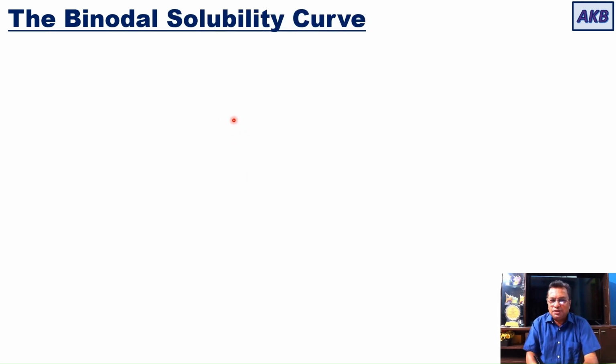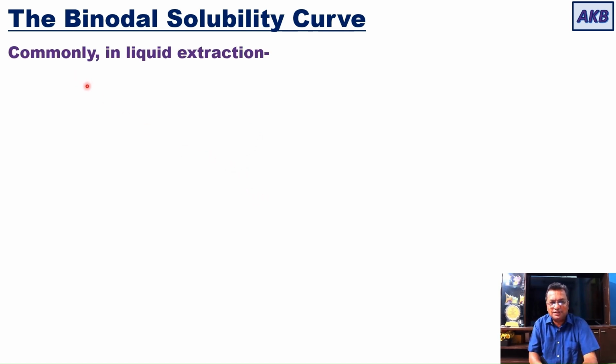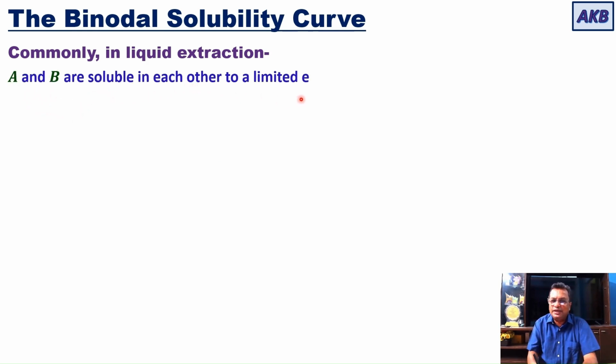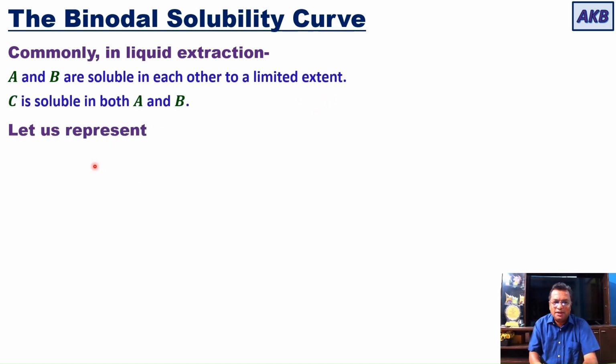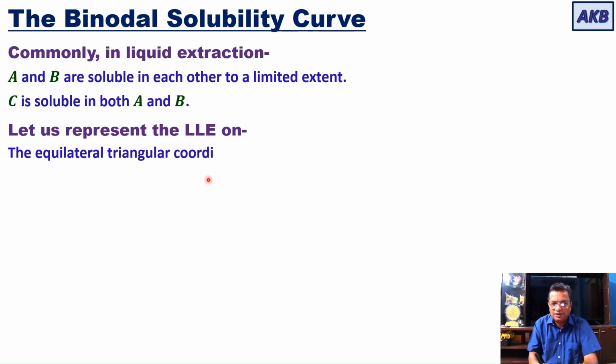Now let us know about the binodal solubility curve. Let us understand what the binodal solubility curve is. Again, we will consider the common case: A and B are soluble in each other to a limited extent, and C is soluble in both A and B. Now we are going to represent this liquid-liquid equilibria on equilateral triangular coordinates. I have discussed equilateral triangular coordinates in my previous video. I am giving a link to that video. If you have not watched it, please watch it.